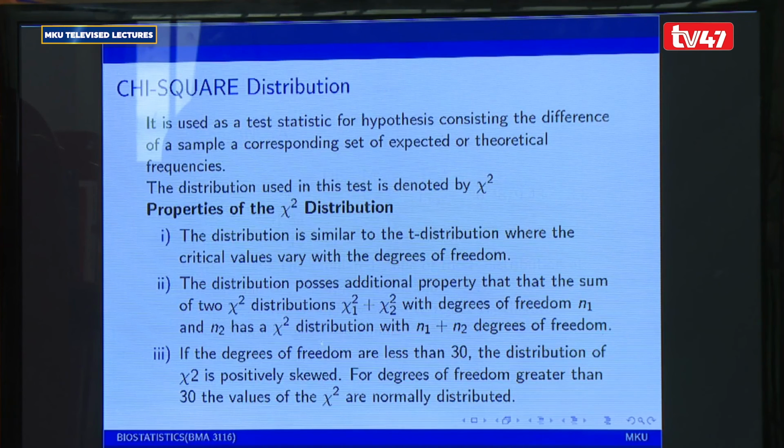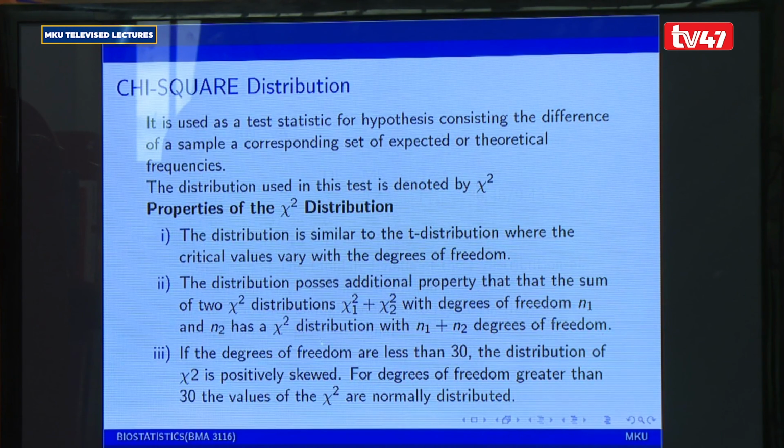This distribution is used as a test statistic for hypothesis testing, consisting of the difference of a sample to a corresponding set of expected or theoretical frequencies. So in this case, you'll have the actual observations and you will have an expected observation from the sample. Then you'll check how different the observations are from what you expected.